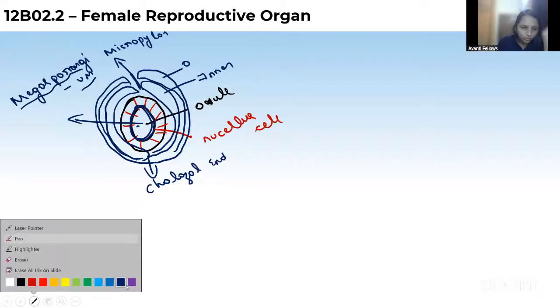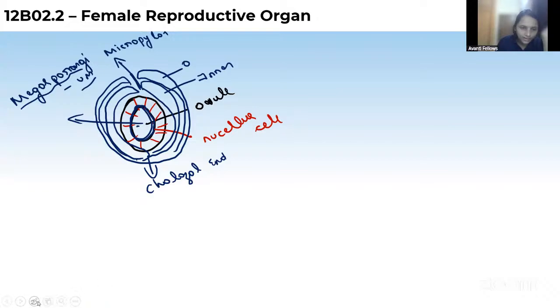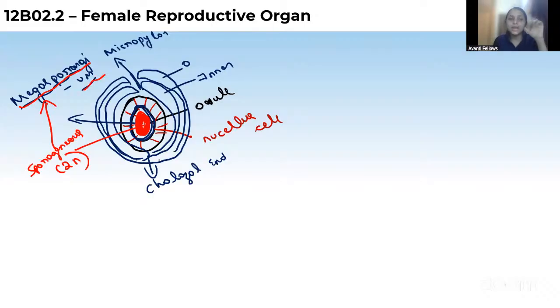Inside this tissue, mainly the cells are there, right? Sporogenous tissue. This sporogenous tissue is diploid. This sporogenous tissue we call the megasporangium. This is diploid.